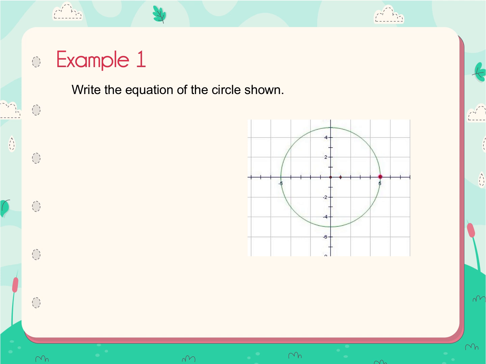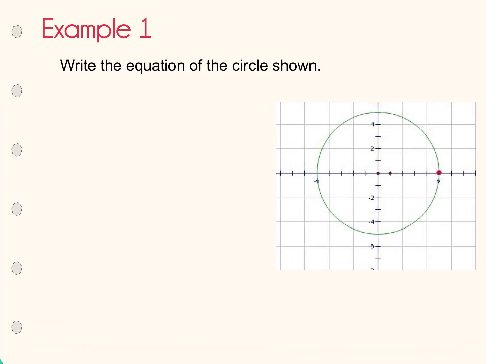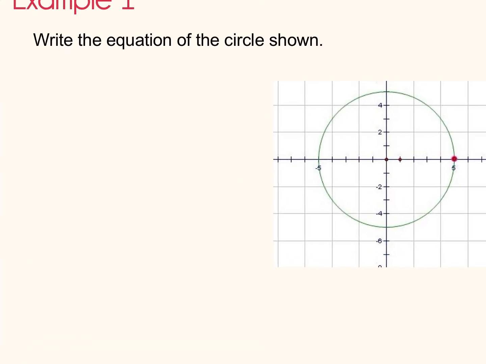All right, looking at this example, it says write the equation of the circle shown. So we need to find two things before I could write my equation. Where is the center of my circle? Okay, so I'm going to go ahead and write center, 0, 0. What's my radius? 5. Good.